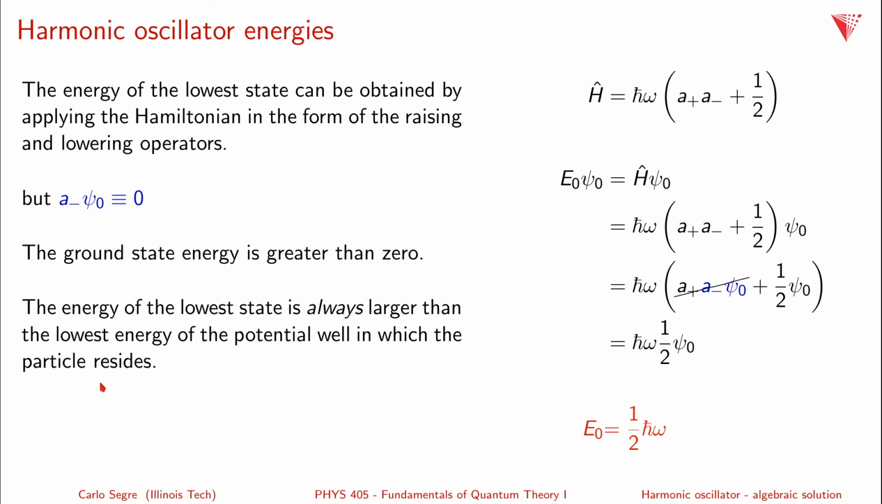A couple points. The energy of the lowest state is always larger than the lowest energy of the potential well in which the particle resides. So the potential is 0 at the origin. That's the lowest value of the potential. The energy is never 0. That's called a zero-point energy, or a zero-point motion. So in a quantum system, you can never get to a zero energy at the zero of the potential. The energy is always higher than the lowest value of the potential. And so there's always some zero-point motion.